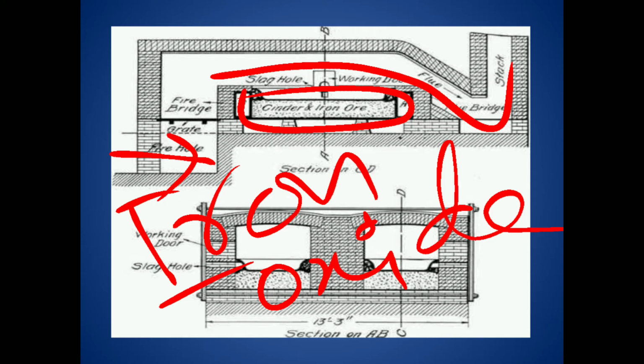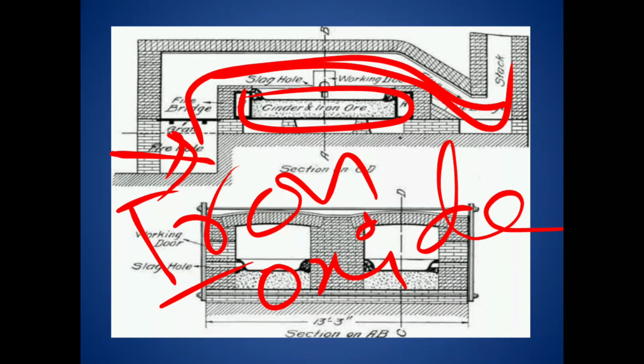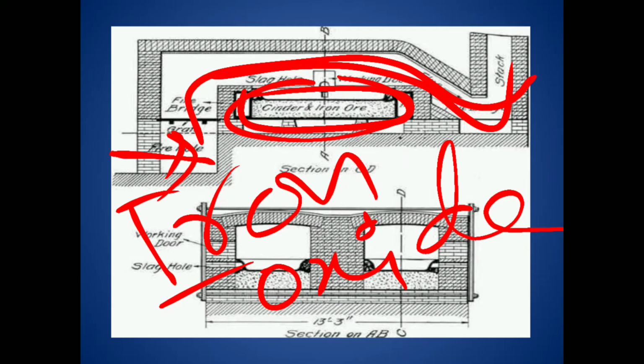When the fire travels through the dome-shaped roof, the charge will absorb the heat from the gas. Then when it is in the molten state, we need to stir it. That process we call puddling.